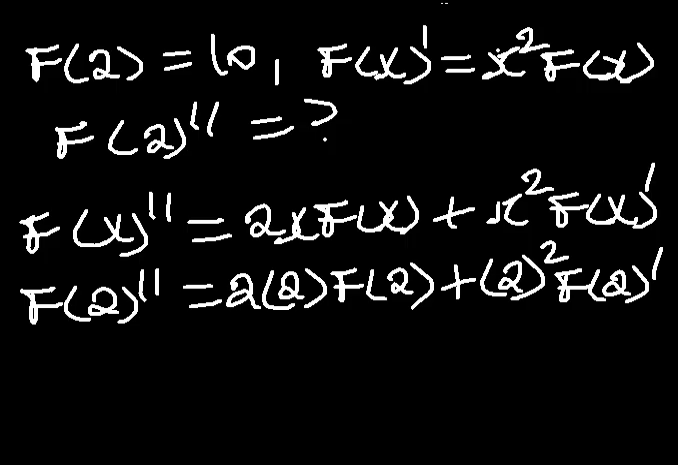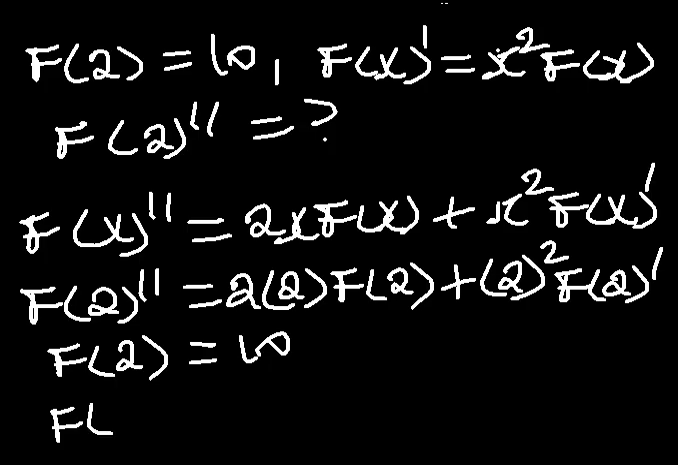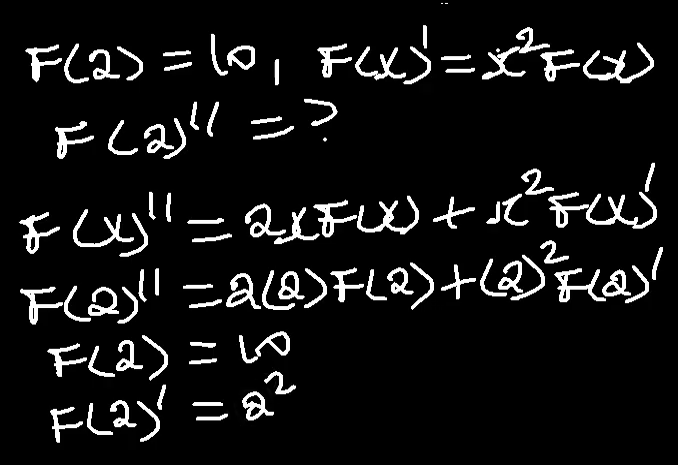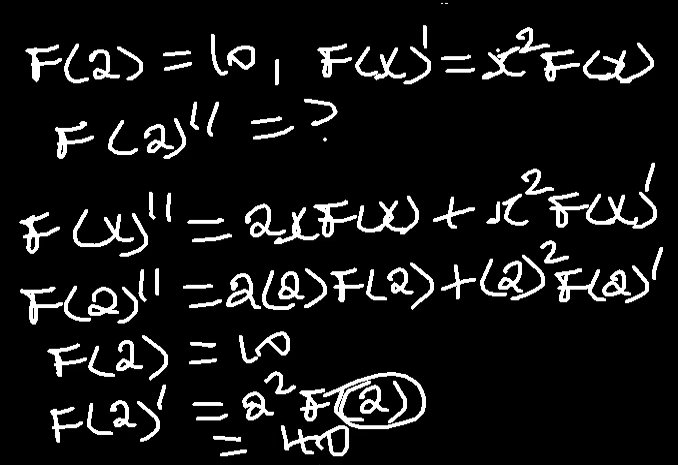Now what is f of 2? We have f of 2 given as 10. How about f of 2 prime? f of 2 prime will be evaluated upon substituting in this case. So we'll have 2 to the power 2 times f of 2, of which f of 2 we have as 10, and times 4 we'll have 40 here, since this is 4.